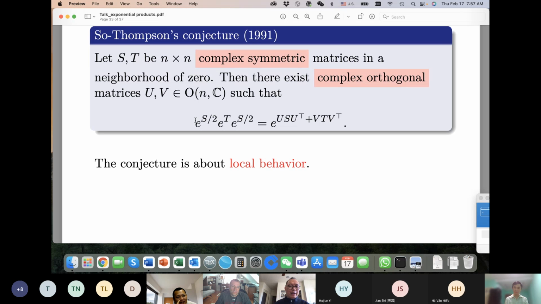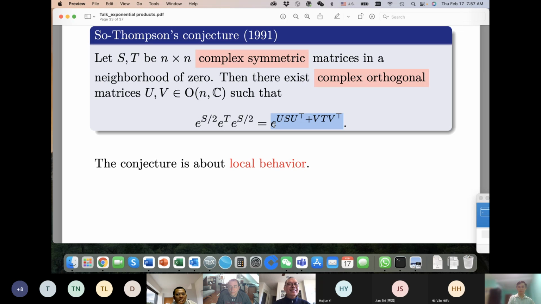I know what you mean. You want to take trace on both sides, right? Yes. So you move this term to the right side, and then you have e^S, e^T, and you take trace, right? Yes. And then the right hand side would be the trace of this guy, and the trace of this guy would be the exponential of the determinant of the sum.